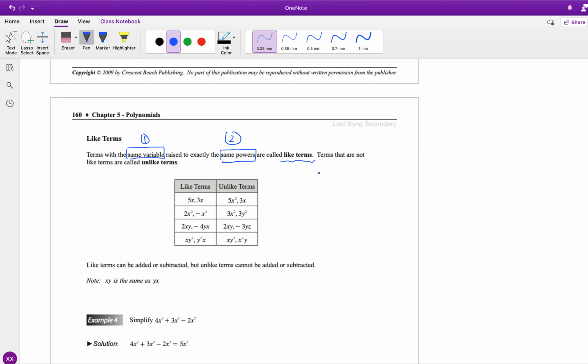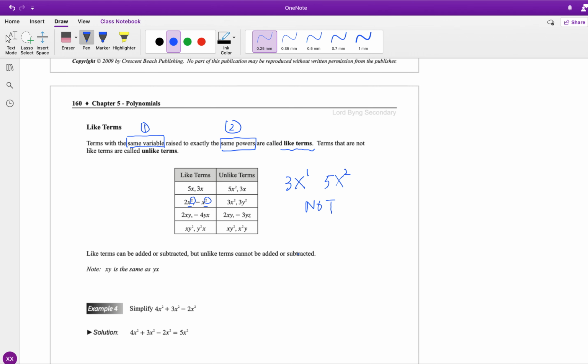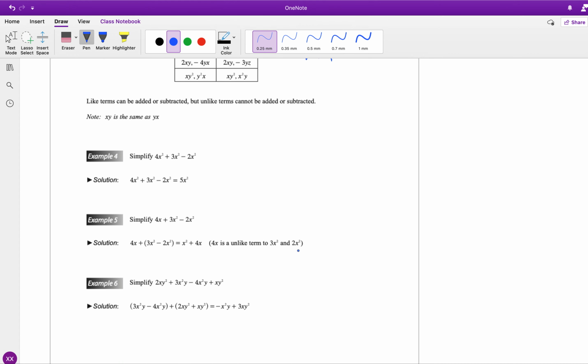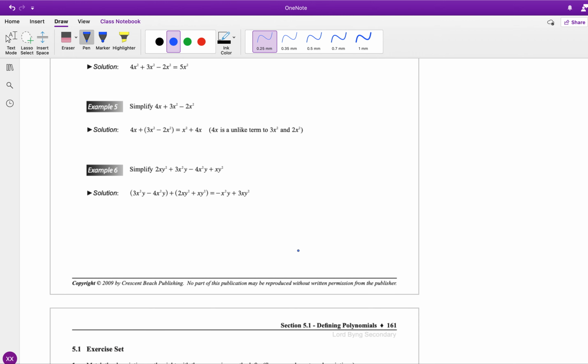And if that's the case, then it's called like terms. So 5x and 3x are like terms. Now 2x squared and negative x squared are like terms because they have the same variable and they have the same power. Therefore, 3x and 5x squared are not like terms. Why? Because their power is different. This is 1, that's a 2. All right.